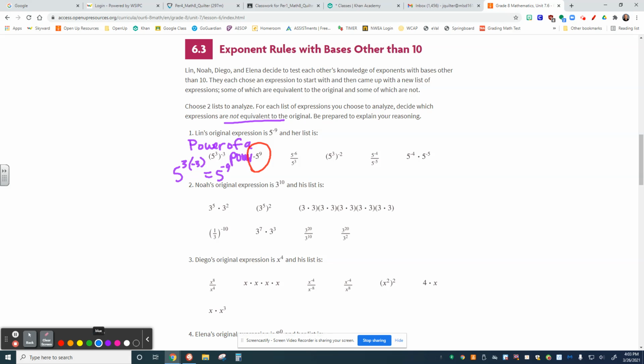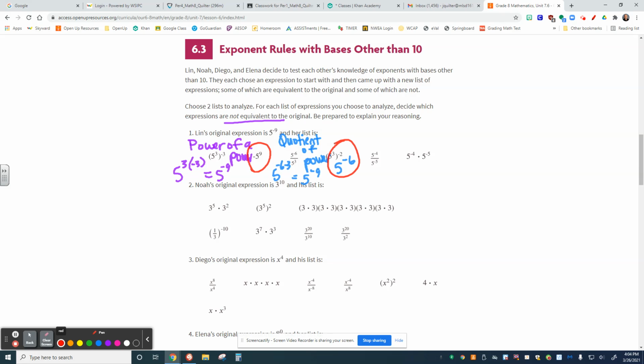The next one, when we're looking at this is a quotient of powers. And under quotient of powers, we know that we can go ahead and subtract the exponents. Negative 6 minus 3. So this is 5 to the negative 6 minus 3. And negative 6 minus 3 does in fact equal negative 9. So this one's good. The next one is another power of a power. And I see 3 times negative 2 is 5 to the negative 6. So this right here does not equal negative 9.